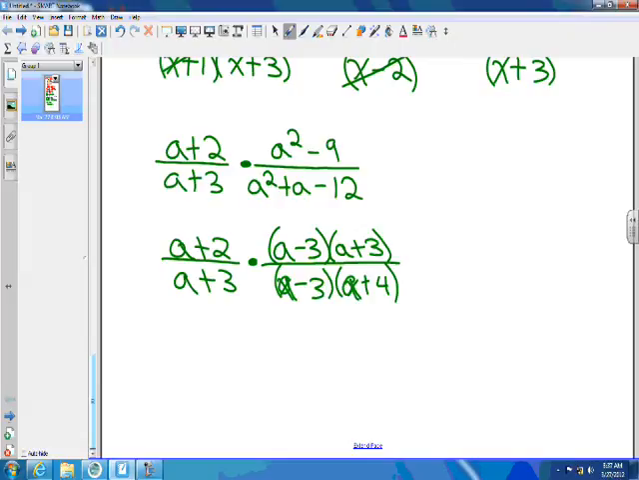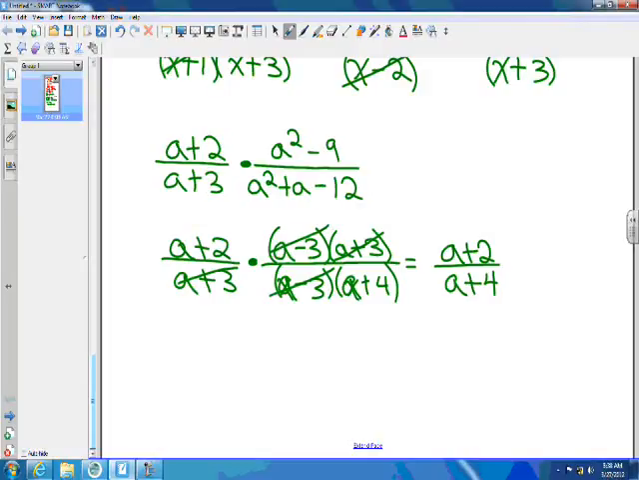What can we cross off? A plus 3s we can cross off. What else? A minus 3. So what's left on the top? A plus 2. And on the bottom you have a plus 4. And he wanted to cancel out a 2. That's not uncommon. Probably half of you would have done the same thing.